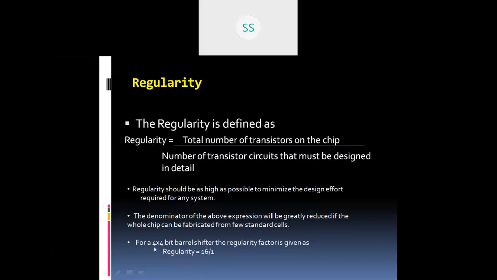Similarly, if you design an 8x8 barrel shifter, again there will not be any change because it is adaptable to any number of inputs and outputs. So totally there will be 8 into 8, 64 transistors on the chip. Even though their number is 64, the number of transistor circuits that must be designed in detail is only 1. If we design one transistor, that is sufficient and applicable to all 64. So the regularity factor is 64 by 1, and the regularity value will be 64. This is one of the qualitative parameters used in subsystem design.